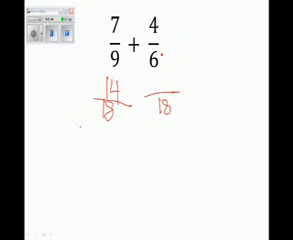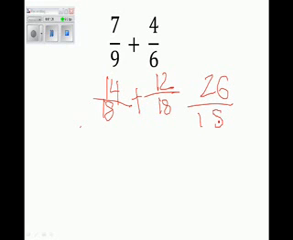I multiplied 6 by 3 to get 18. That means I have to multiply 4 by 3 as well. So that would be 12. Now we just have to add the two numerators together. That would be 26 over 18. Now this is an improper fraction, so we should make it into a mixed number. So that would be 1 and 8/18.